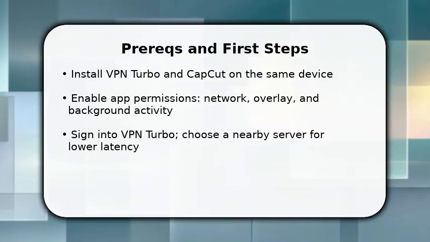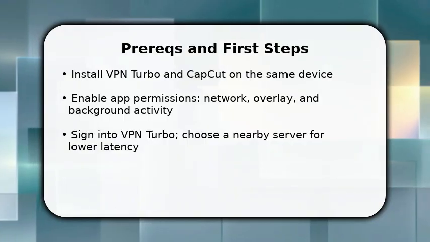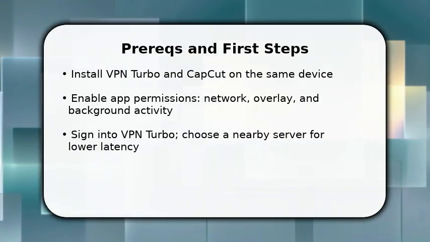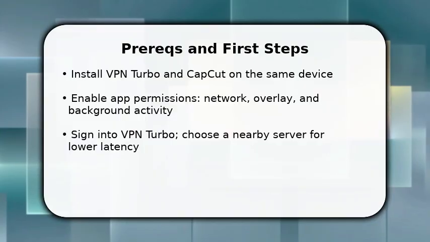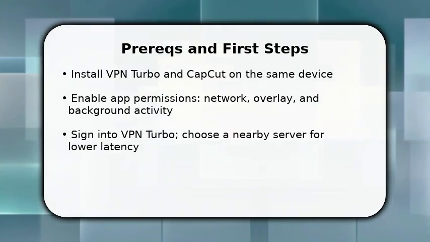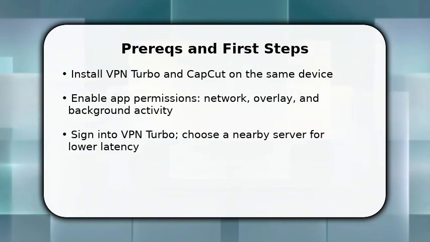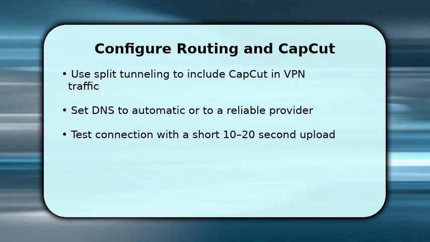Once done, enable the VPN connection, but do not close the app. Keep it running in the background. Make sure your device's battery optimization won't kill background apps, because Capcut needs a steady connection during media upload and export. Now you configure routing so Capcut traffic passes through VPN Turbo.